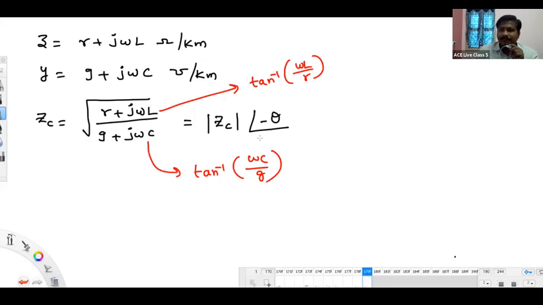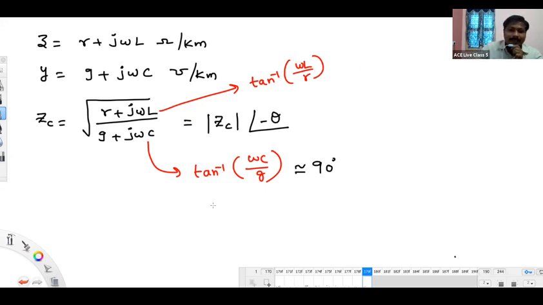Okay. Listen please. If you think about practical transmission lines, how is the value of G? Very low, or you can say negligibly small. If G is negligibly small, omega C by G comes to be a very large number. Then the tan inverse of that number will be very close to 90 degrees. This denominator angle will be very close to 90 degrees.